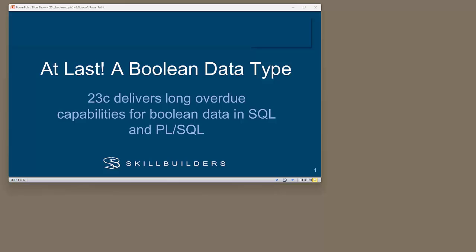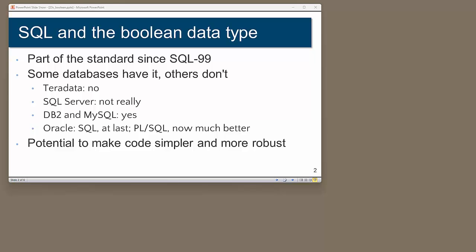Today, I want to talk about a 23C new feature, which is the Boolean data type. This is a facility that I would say is long overdue. The ANSI SQL standard defined the Boolean data type way back in SQL 99, but for one reason or another, it still isn't fully implemented by some of the mainstream database publishers. Well, in release 23C of Oracle, at last that hole is plugged.